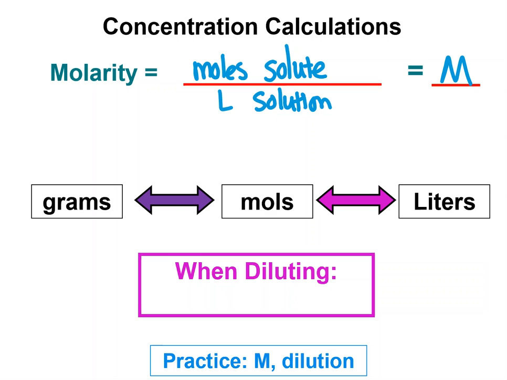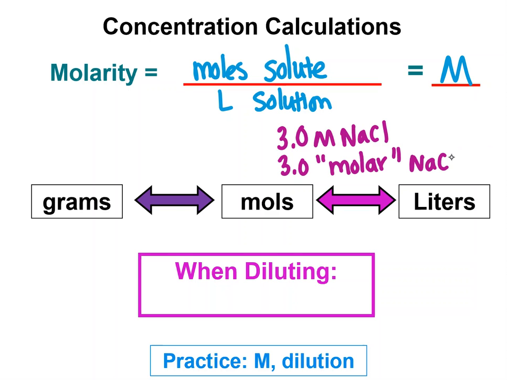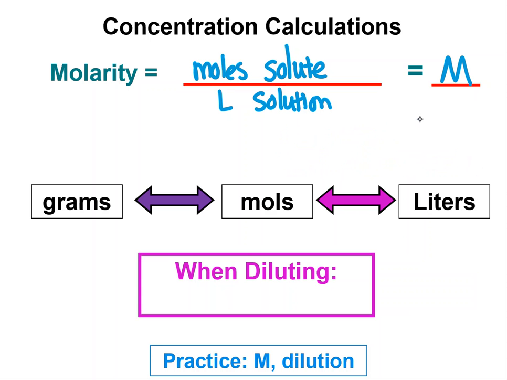And also, just for example, if we have 3 with the capital M sodium chloride, we would read that 3 molar sodium chloride. Okay, so as an adjective, it's molar. Molarity is the noun of the concentration. Okay, erase that. Okay, that's one simple calculation: calculating molarity.